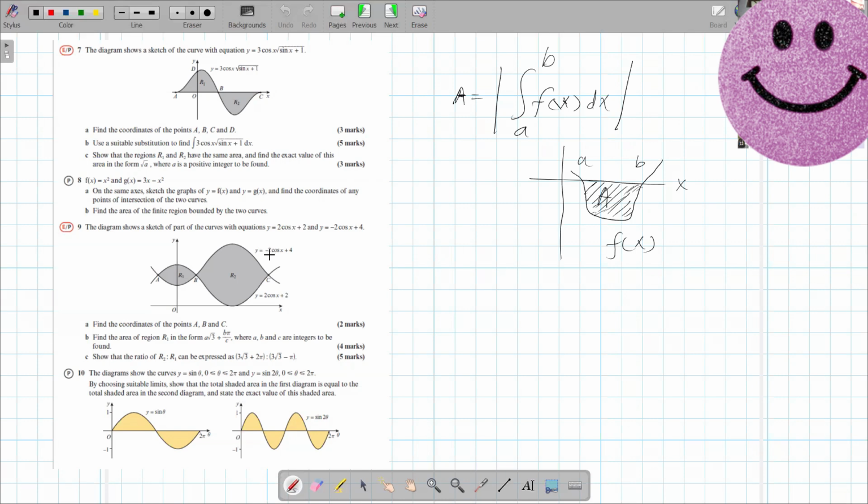In question 9, there are two functions covering the x-axis, the upper curve and the lower curve. So in the first part, you have to find A, B, and C. How to find A, B, and C now in this part?